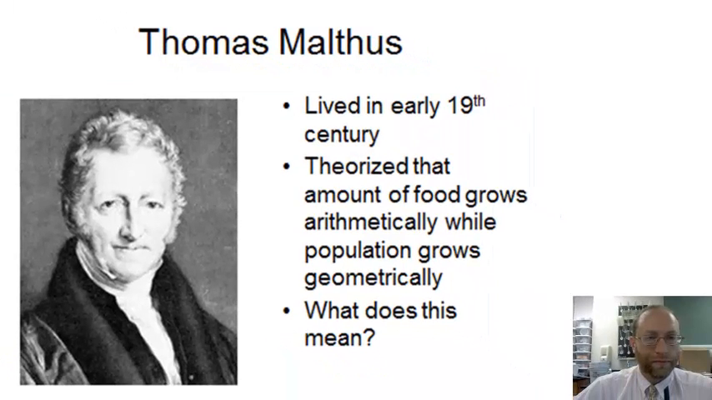Thomas Malthus is someone who you need to know because he was really the first one to look at the effects of the exploding population boom. He lived in the early 19th century, and he theorized that the amount of food grows arithmetically while the population grows geometrically. So what does this mean?